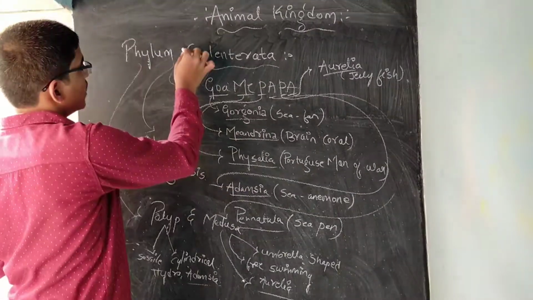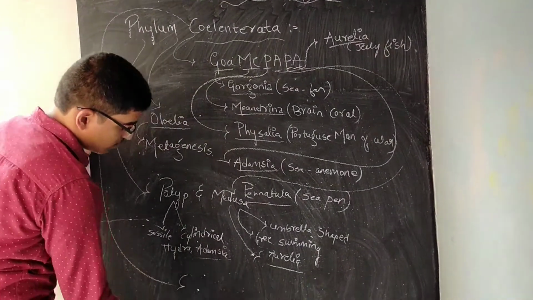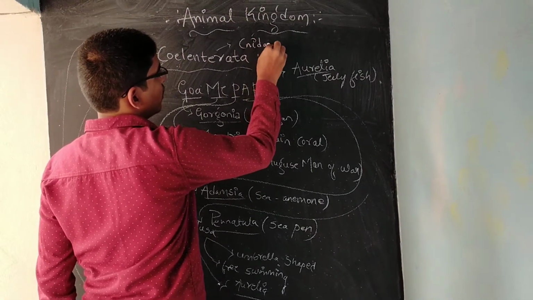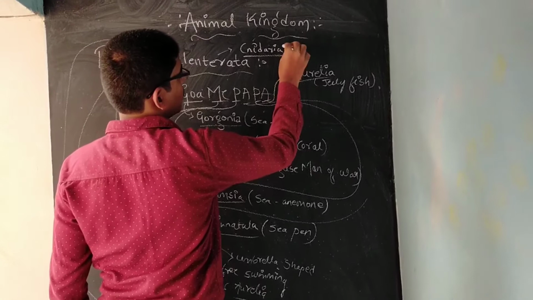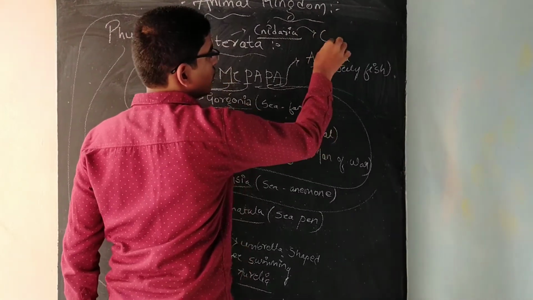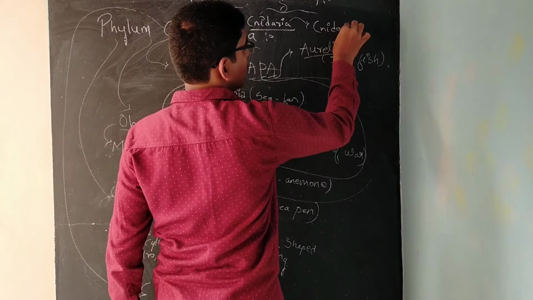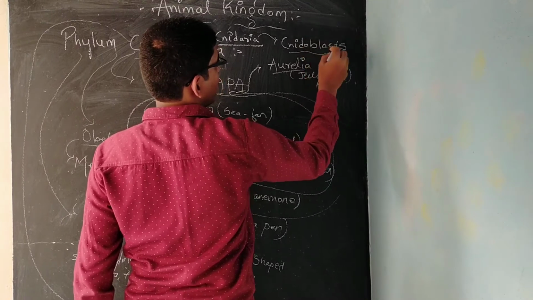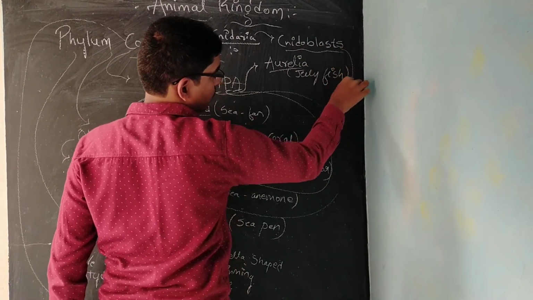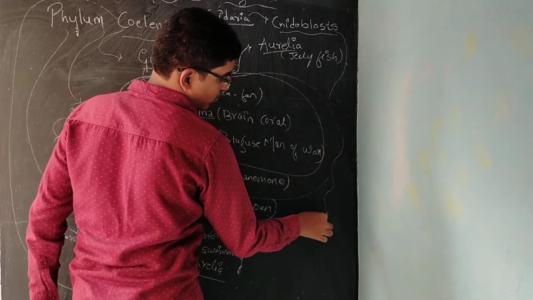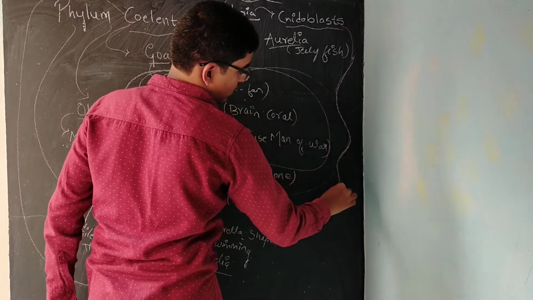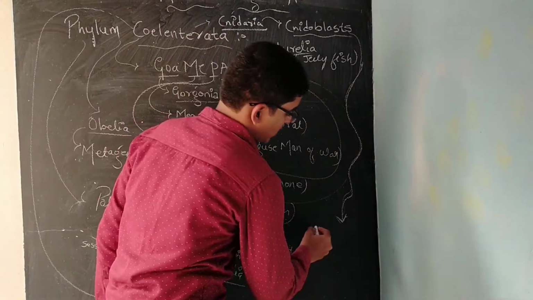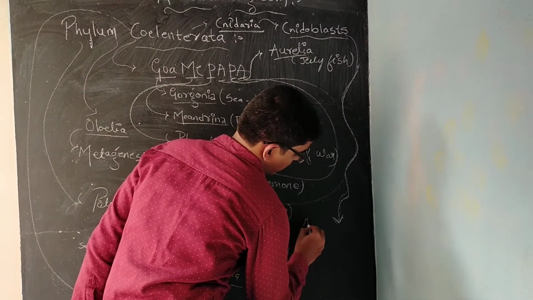Nidoblast. Coelenterata are also called as Nidaria phylum, you know. Everyone knows that. Why? Because they have nidoblasts or nidocytes. What is the function of nidoblasts? They are present on the tentacles, the outgrowths that help in locomotion. So these nidoblasts have special cells called as stinging cells or nematocysts.